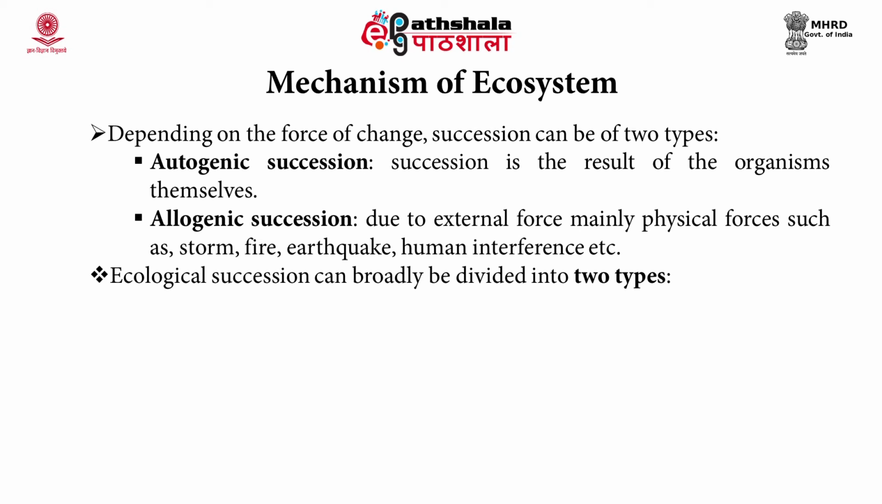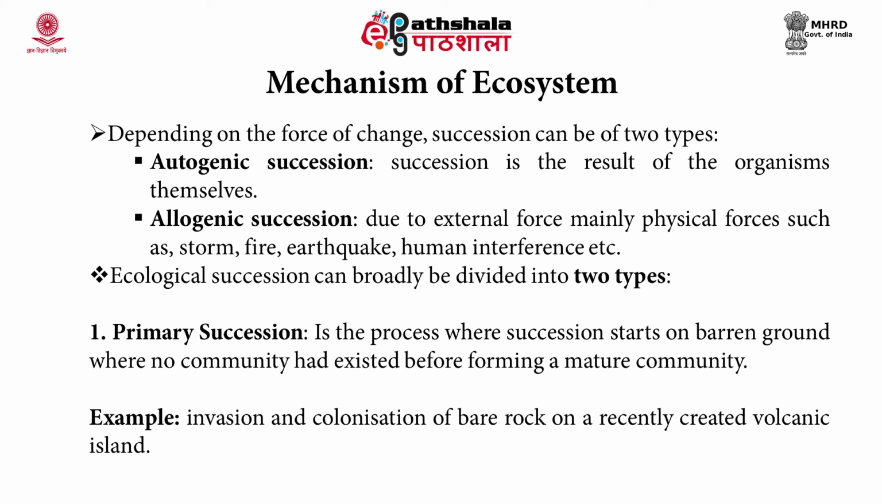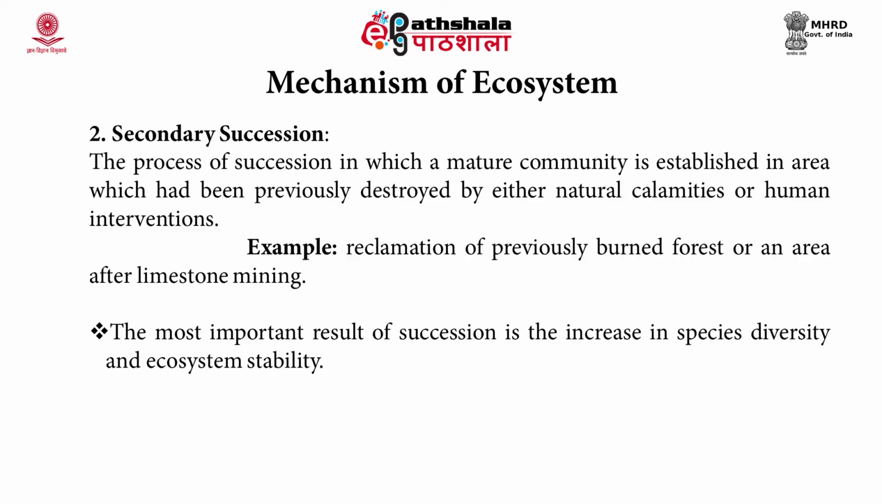Ecological succession can be broadly divided into two types. Primary succession is the process where succession starts on barren ground where no community has existed before, forming a mature community. For example, the invasion and colonization of bare rock on a recently created volcanic island. Secondary succession is the process in which a mature community is established in an area which has been previously destroyed by either natural calamities or human interference. For example, reclamation of a previously burnt forest or an area after limestone mining. The most important result of succession is the increase in species diversity and ecosystem stability.